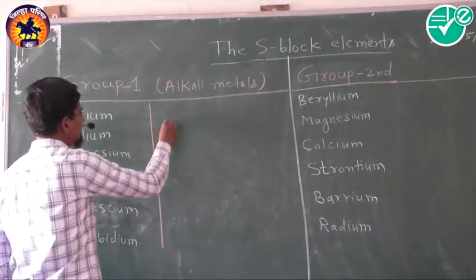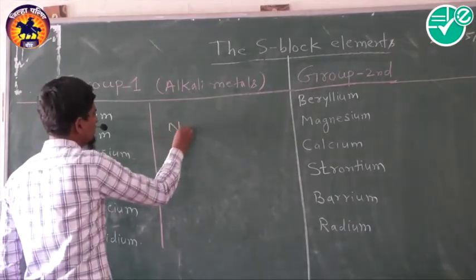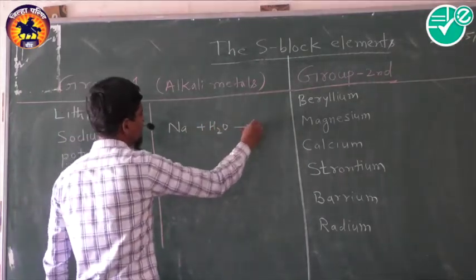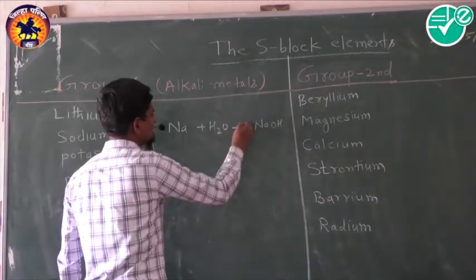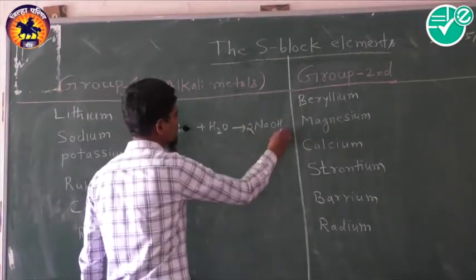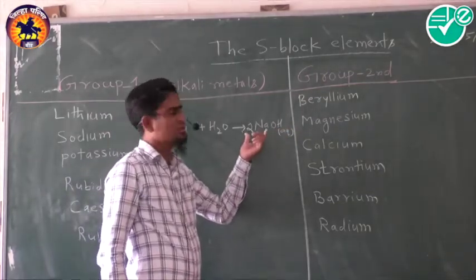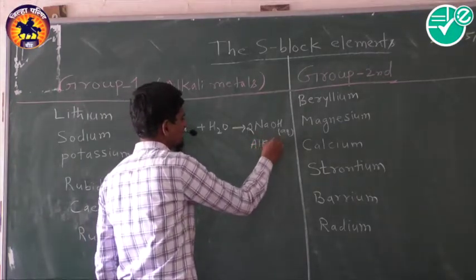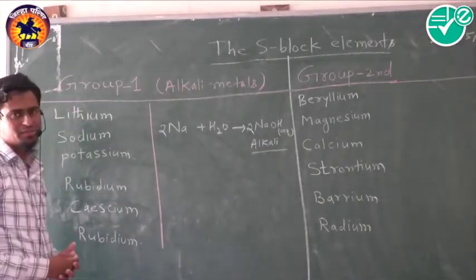Let's take an example. I take sodium. When you dissolve sodium in water, it will form NaOH. It is not balanced; balanced, it is 2 moles of sodium giving 2 moles of sodium hydroxide in aqueous form. Since this hydroxide is a strong base, it is called alkali. It is of alkaline nature. Therefore, the group 1 elements are called alkali metals.